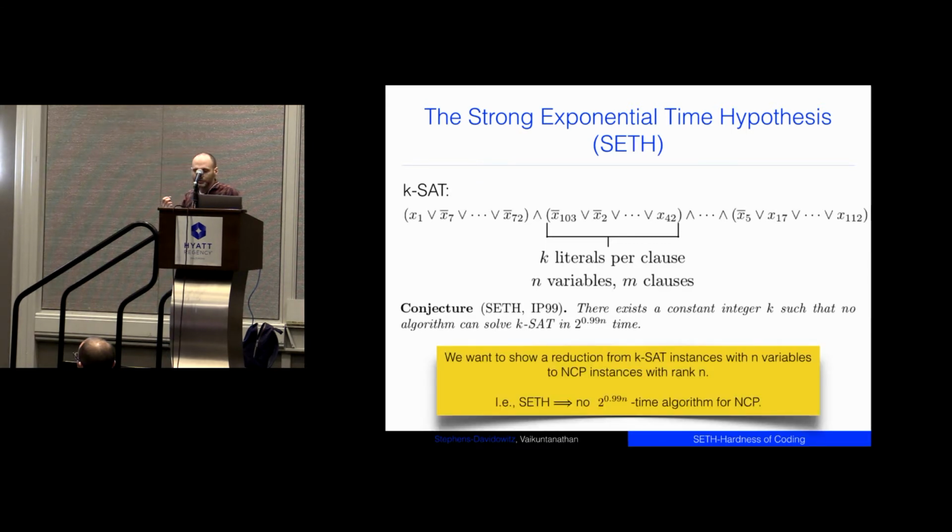So what do we want to do? We want to show that there's a reduction from a k-SAT instance with n variables to an NCP instance with rank n. If I could do that, then that would imply that if SETH is true, then there can't be a 2 to the 0.99n time algorithm for the nearest codeword problem, and no non-trivial algorithms. So this is what I mean when I say that we've proven this. I mean we've shown such a reduction. Okay.